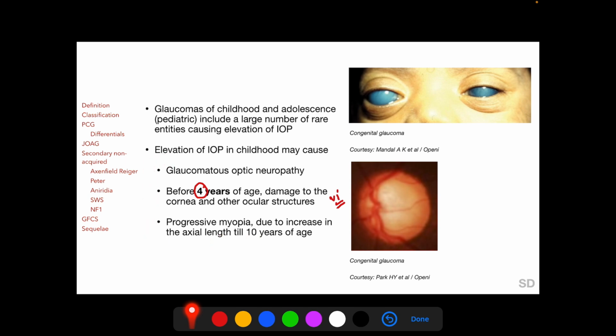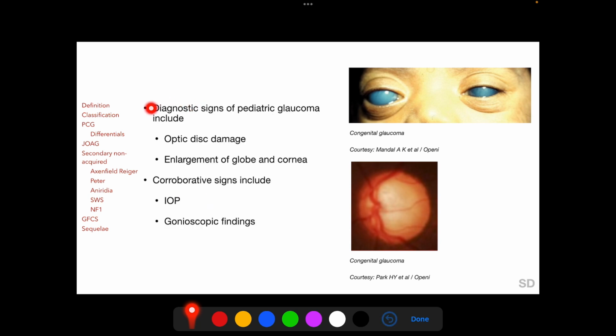These three features occur in both primary and secondary pediatric glaucomas. Enlargement and damage to the cornea and other ocular structures occur before and till 4 years of age because the sclera is relatively elastic prior to 4 years of age and becomes relatively rigid after 4 years of age. Diagnostic signs of pediatric glaucoma include optic disc damage, and if the onset of elevation of intraocular pressure is before 4 years of age, enlargement of cornea and globe. Raised intraocular pressure as well as gonioscopic findings are only corroborative signs which further confirm the diagnosis.